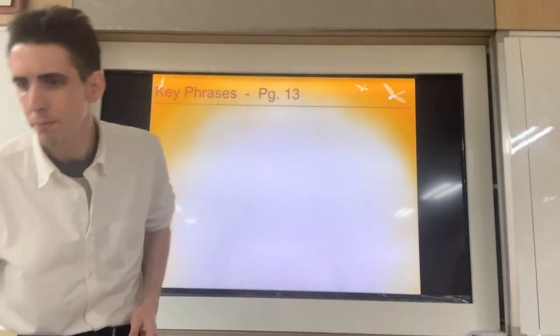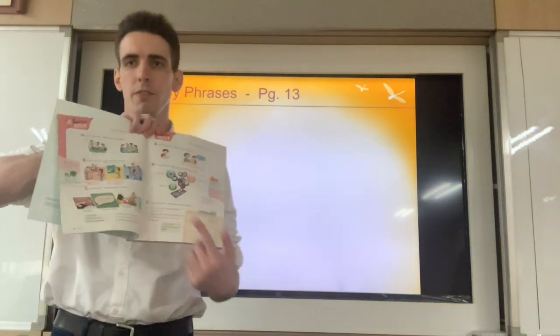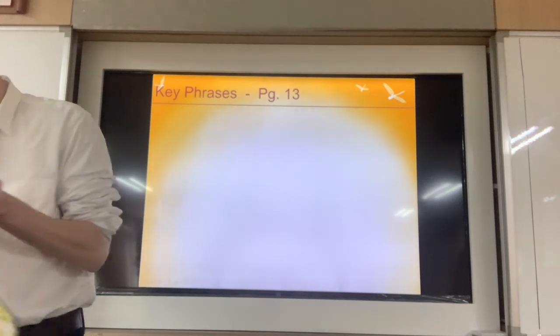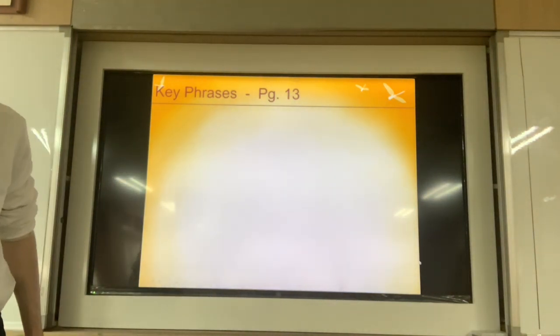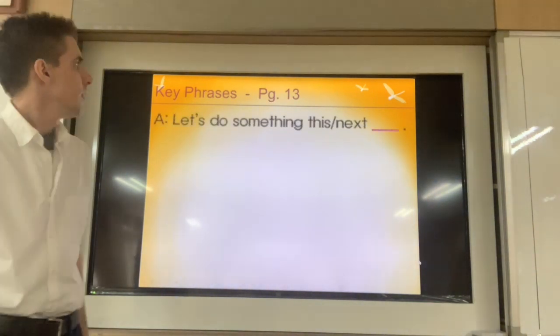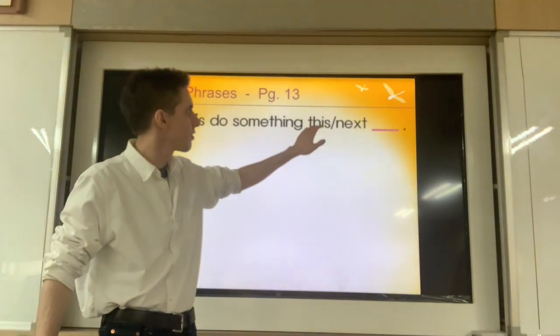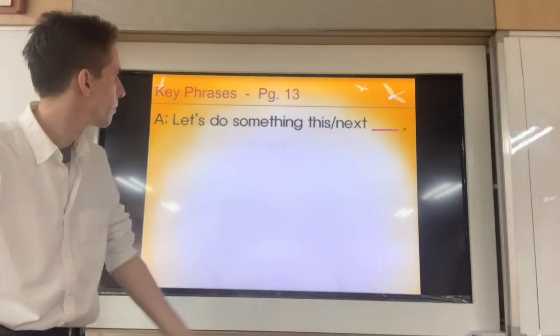Page 13. So, from here, now to here. Okay. Here's our first key phrase. Let's do something this blank. Let's do something next blank.